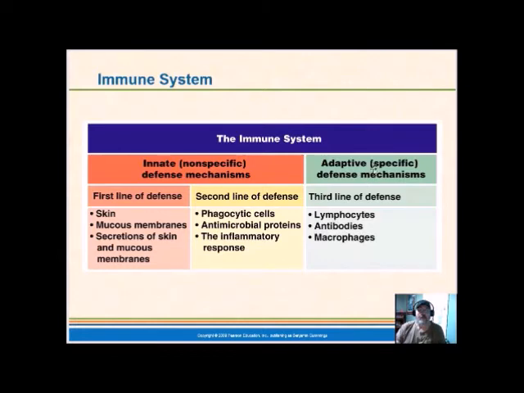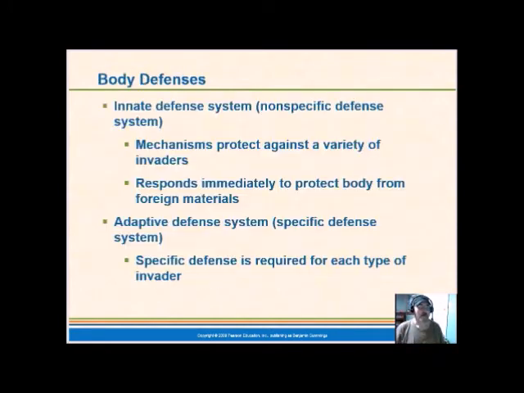And then we have adaptive or specific defenses. This is our third line. This is when we get sick, and this includes lymphocytes, antibodies, and macrophages. So let's talk about the innate.